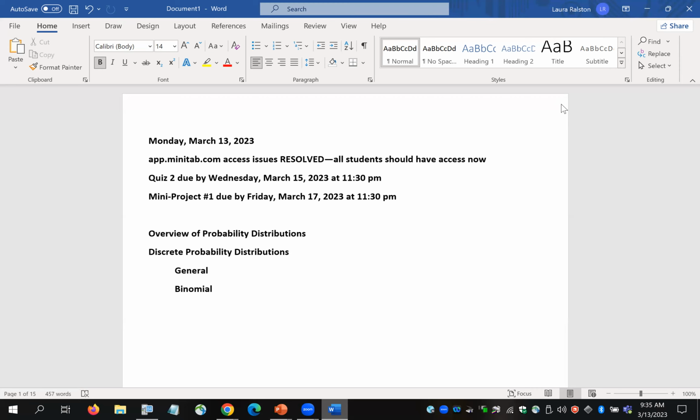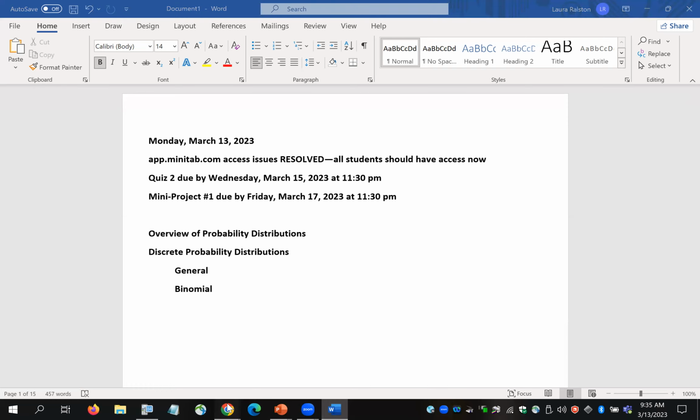Today, we're going to begin an overview of probability distributions, and then talk specifically about discrete probability distributions. Depending on how recently you've taken Stat 1401, you may remember some of this information. Some of it may be new, especially if it's been a while since you took Stat 1401, since some of this content was more recently added to the course.